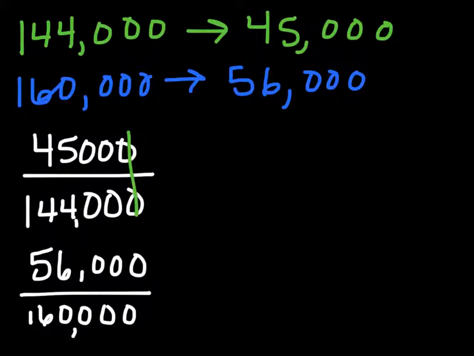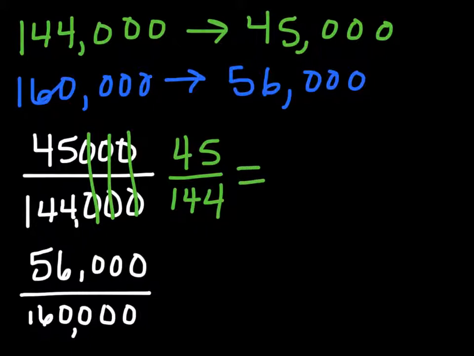First thing we can do is eliminate our zeros, correct? And then we can reduce 45 and 144. I think each of those are going to be divisible by 9. Let's try it. 45 divided by 9 is 5. 144 divided by 9 is 16. Yes, that works. Okay, so now let's take this second fraction and simplify.